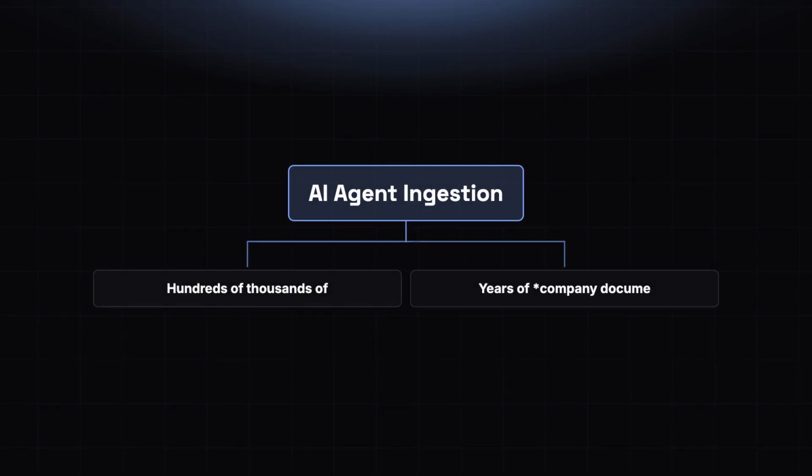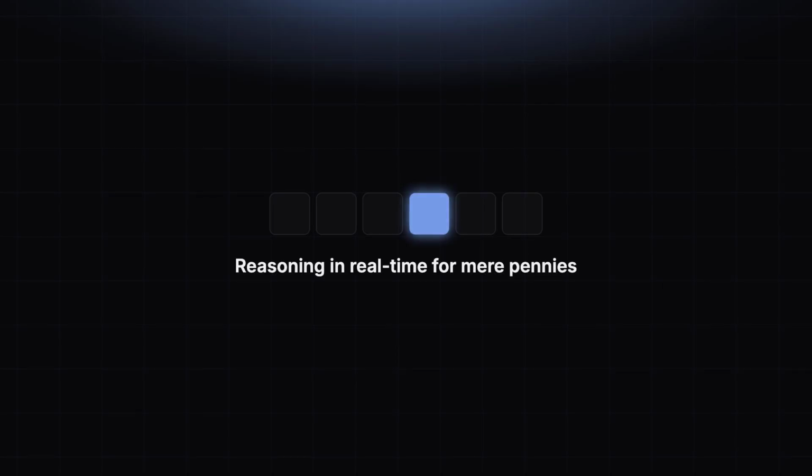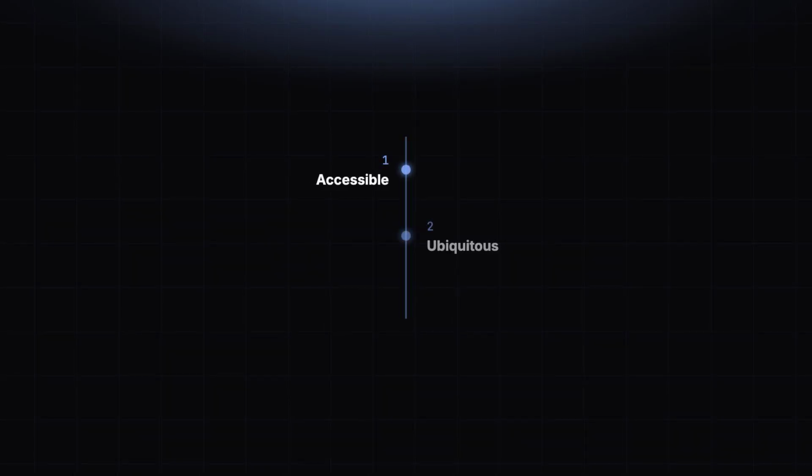Imagine an AI agent that can ingest entire legal codes, hundreds of thousands of lines of legacy software, or years of company documentation, and then reason over it all in real time for mere pennies. This is no longer a luxury reserved for well-funded research labs. It's becoming an accessible tool.